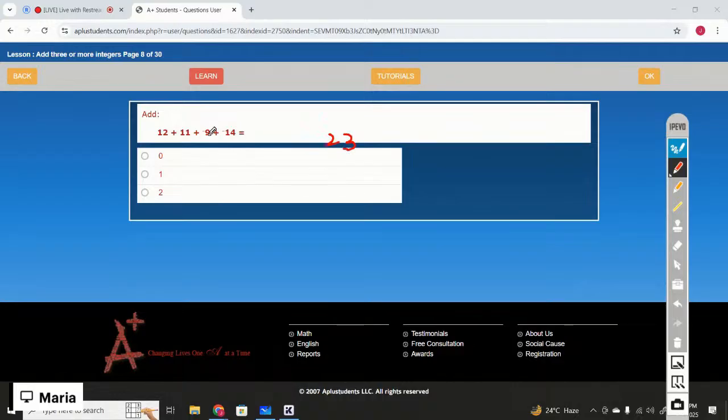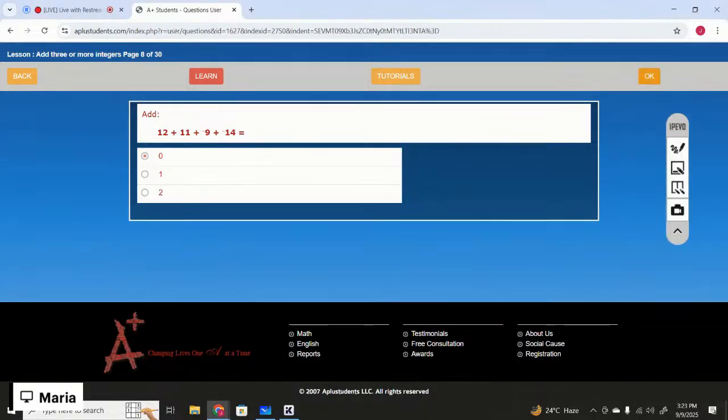Negative 14 minus 23. So 23 minus 23 is 0. Option number 1 is the correct option. 0 it is.